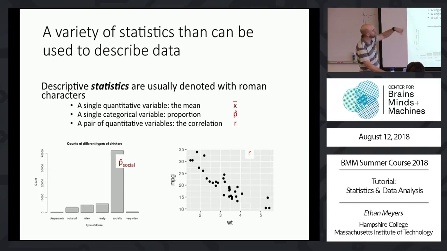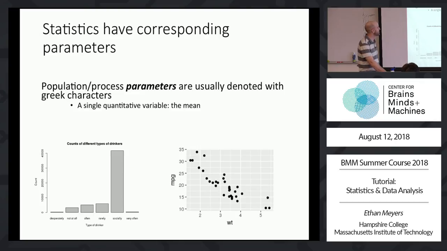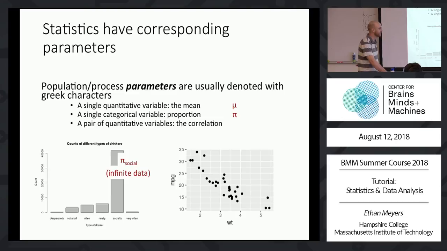For each of these, there's the corresponding parameter that it could be an estimate of. So for the parameters, for the mean, we note mu. For the single categorical variable of proportion, guesses? Pi, right? Some people use p, but that violates the principle of keeping them Greek, so I use pi. And for correlation, we have rho, as we talked about, right?